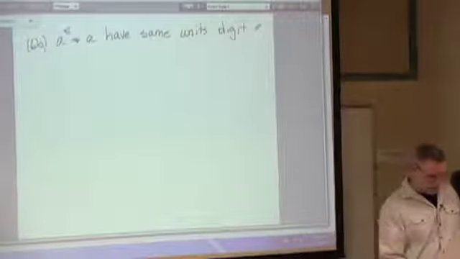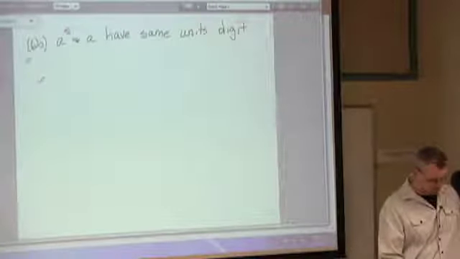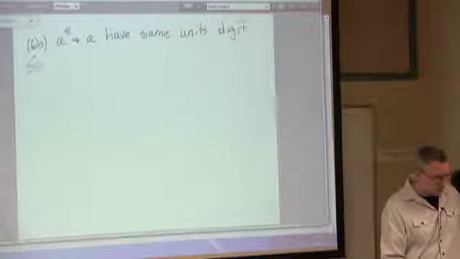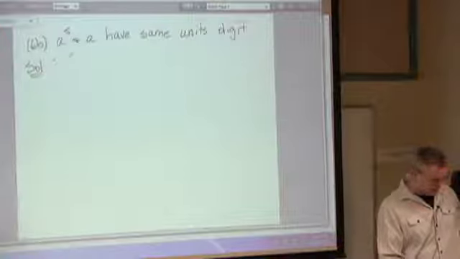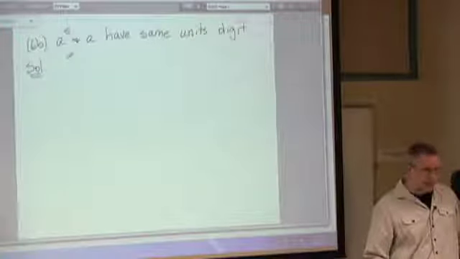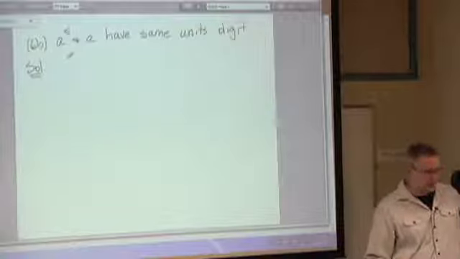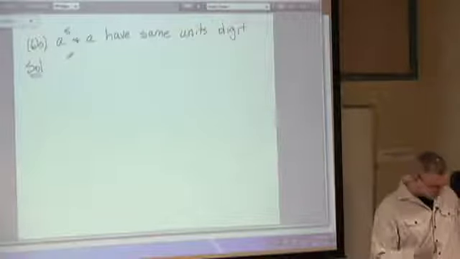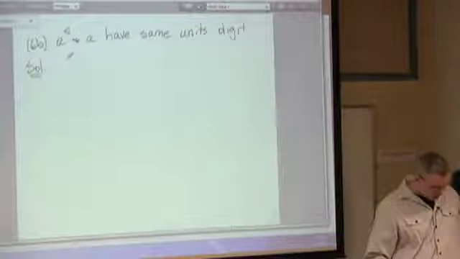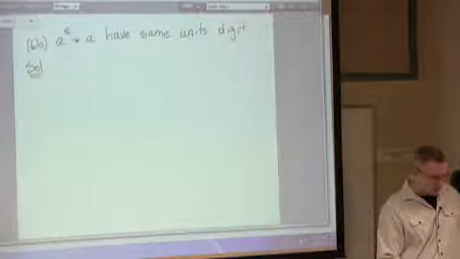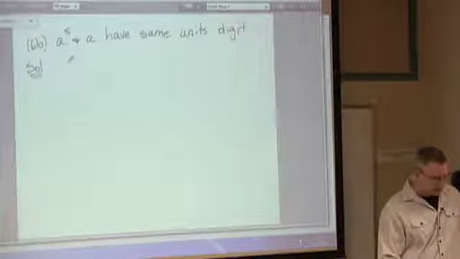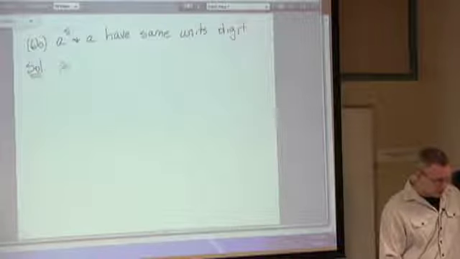Okay, so I think, yeah, there's no assumption on a here. This can be anything. Show that a to the 5th and a have the same units digit. So this goes something like this.